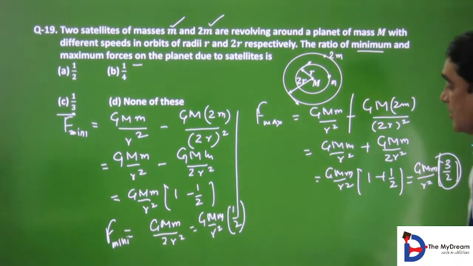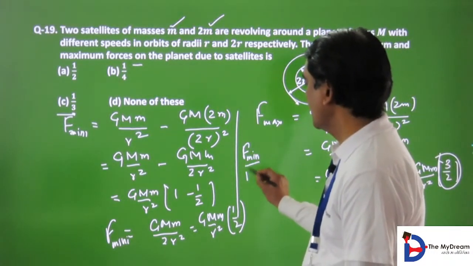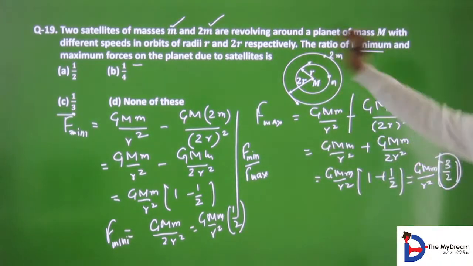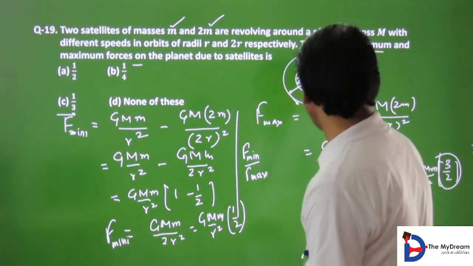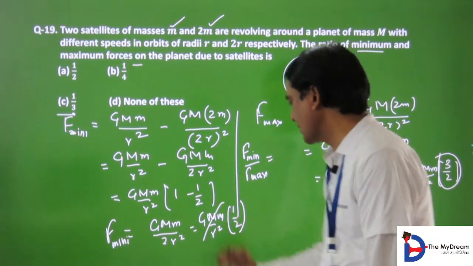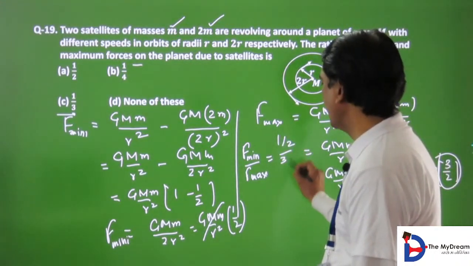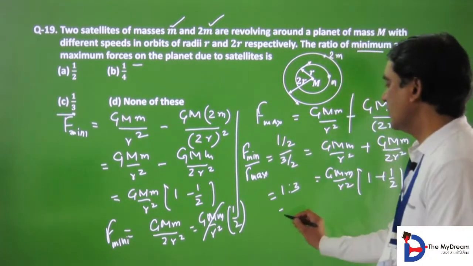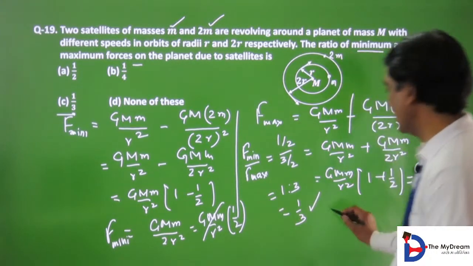Minimum upon maximum, F minimum by F maximum, because you want to know the ratio of the minimum and the maximum. So 1 by 2, तो कैंसिल हो जाएंगे ना बेटा, ये वाला इससे कैंसिल हो जाएगा. 1 by 2 divided by 3 by 2, then you will get 1:3. That is 1 by 3, you can say. Which one is correct? C. The C option is correct.